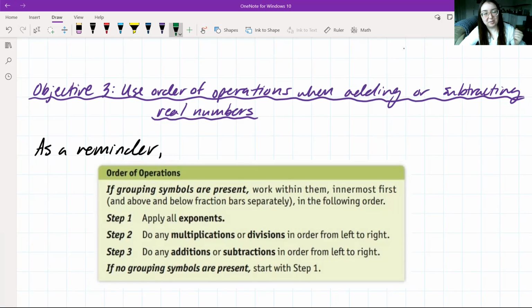So just a quick overview of our order of operations, which we've gone over quite a few times now, but just to help us go forward in our problems. Now we're putting together everything we've gone over so far in objectives 1 and 2 to put them into practice with objective 3 in combination with our order of operations.